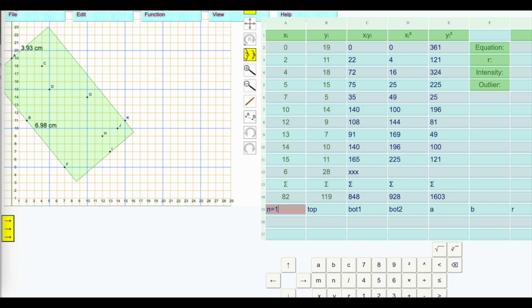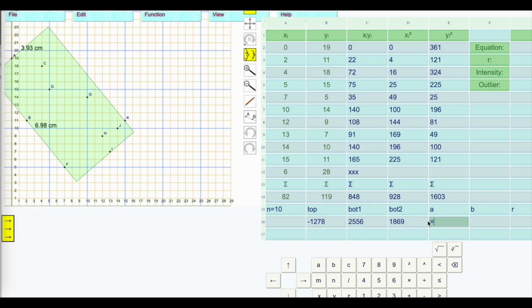N is equal to 10. The top is N, which is 10 times the sum of all the X times Y's. This. Take away the sum of all the X's times the sum of all the Y's. The first bottom is N, 10 times the sum of all the X squareds. Take away the sum of all the X's squared. And the same for the bottom 2, but in terms of the y's. N, 10 times the sum of all the y squareds, take away the sum of all the y's squared.